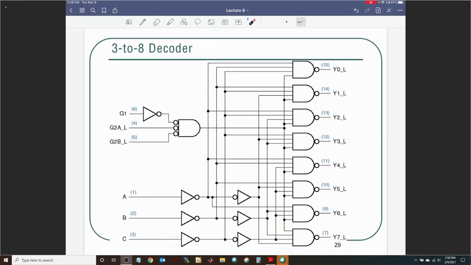Now let's talk about making the size of the decoder a little bit bigger. All we did was go from a 2-to-4 decoder to a 3-to-8 decoder. We need to talk about three different things here: enables, inputs, outputs. Let me start with enables. How many enables do you see here? Three. Come on. All right, so we have got three enables.